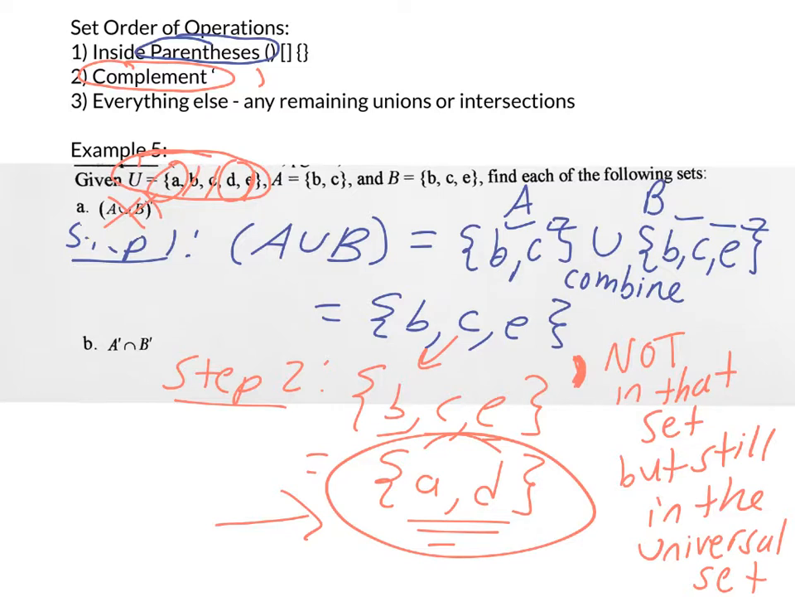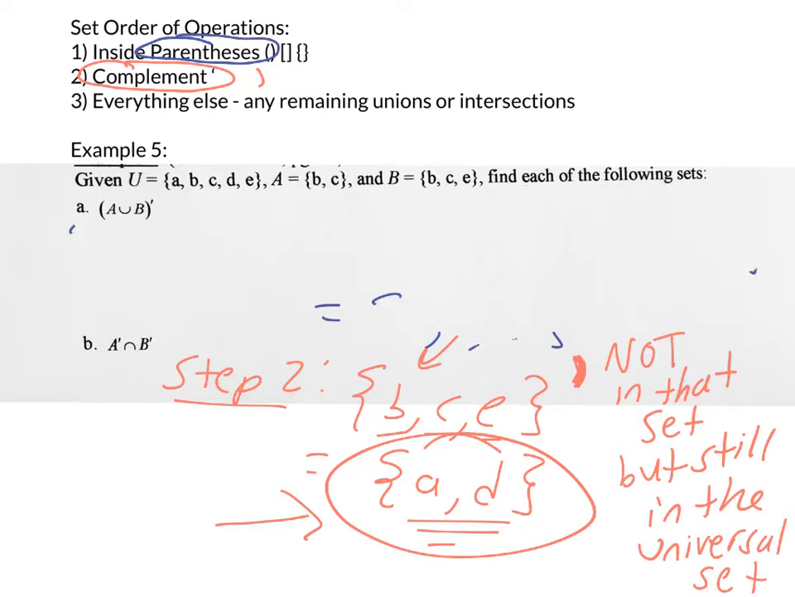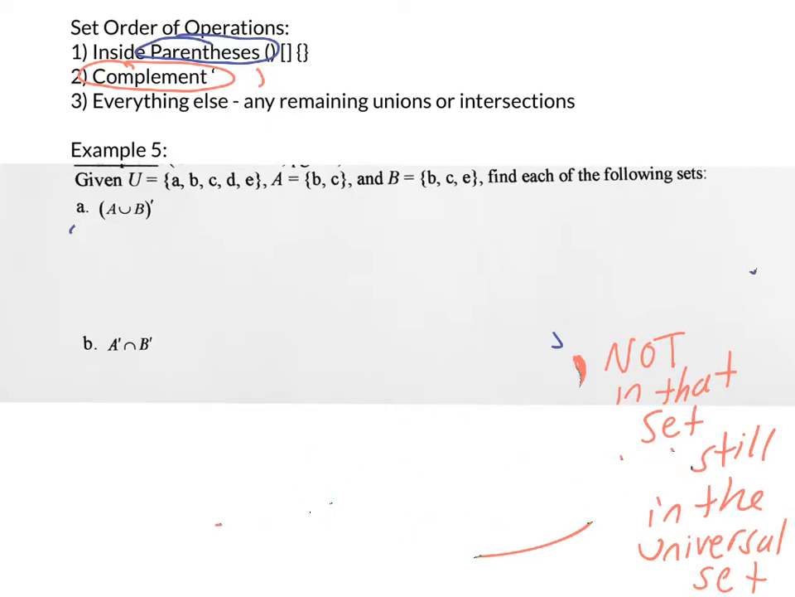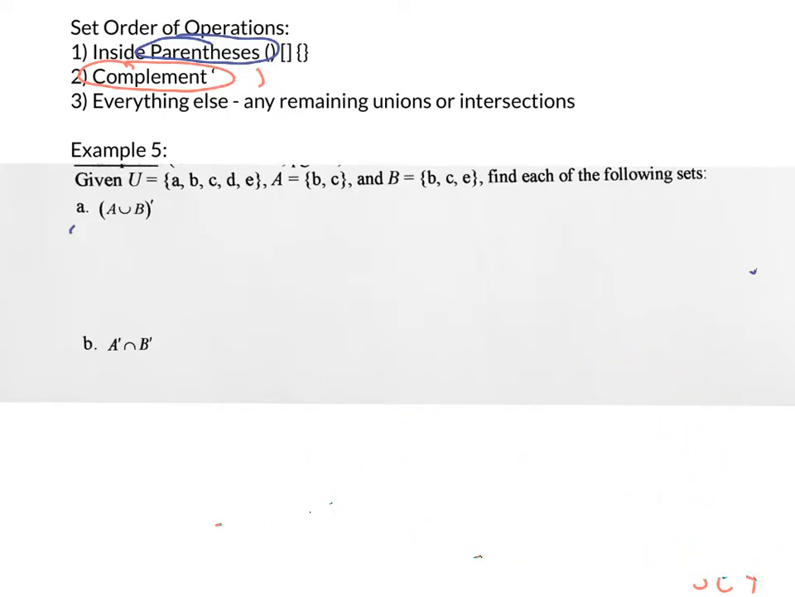I'm going to go ahead and move this answer up, and then we can work on part B. So you might want to pause the video if you're still writing. So I'm going to erase. And we said the final answer was elements A, D inside those set brackets.